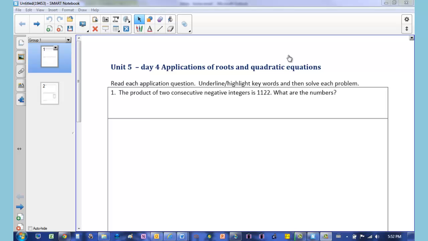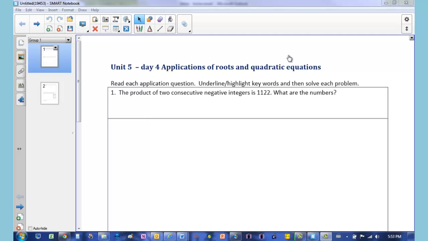Let's take a look at some application of roots and quadratic equations. We'll start with some problems regarding integers. What I want you to do is read carefully every single problem and try and identify keywords or clues into each problem as to how to arrange them into a quadratic equation. So let's take a look at the first one.